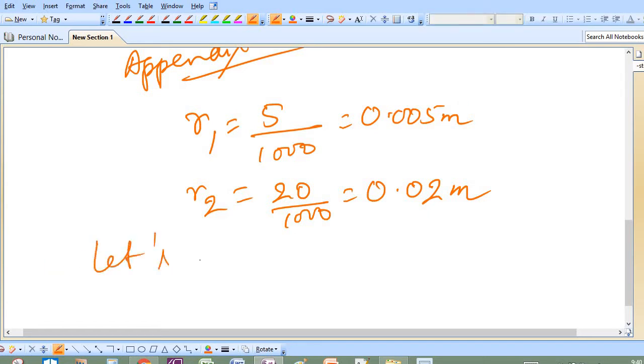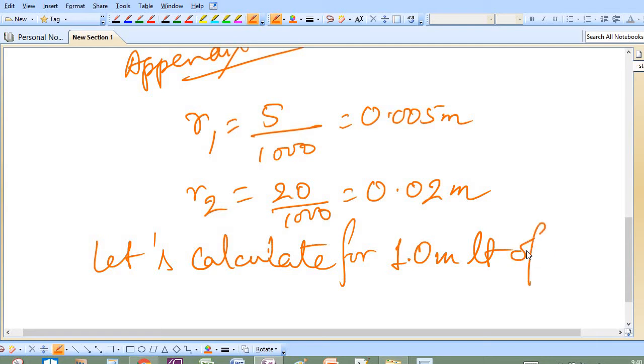Let's calculate for 1 meter length of tubing.